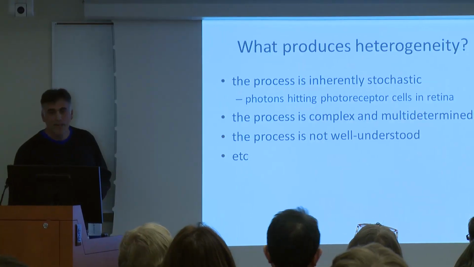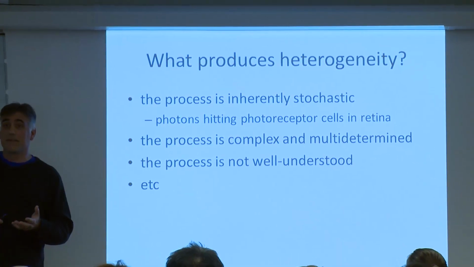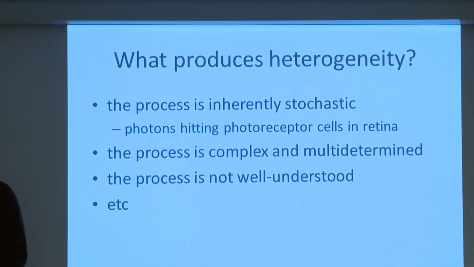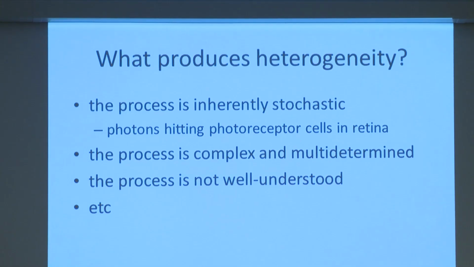So what produces heterogeneity? Well, there are many, many different causes or culprits of heterogeneity. Sometimes the process is inherently stochastic. A very simple example of this is how we see. There are proteins in retinal cells that are sensitive to photons, and the particular cell will fire if the number of photons that hit the cell exceeds a threshold. 6 or 7 photons can make some cells fire.